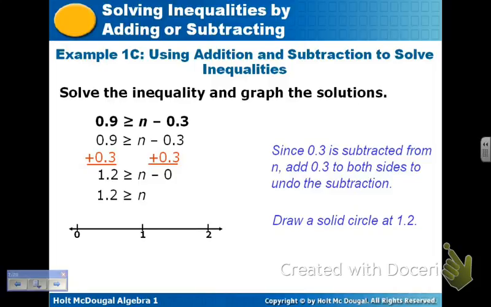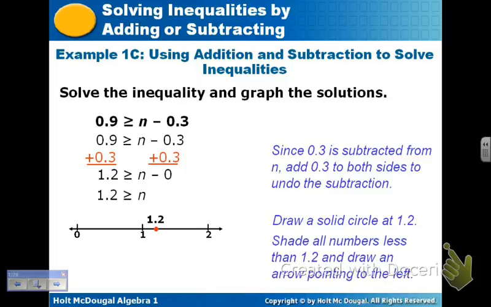And when you're graphing here, you're going to use a solid circle on 1.2 because n can be equal to 1.2. And then you're going to shade all the numbers that are less than 1.2. And if it helps you guys, I showed you on your last video, but I'll show you again here. You can rewrite this as n is less than or equal to 1.2. Some of you would probably prefer to see it written that way, and that's fine. Let's erase and go back.